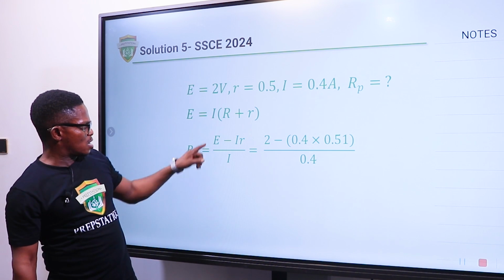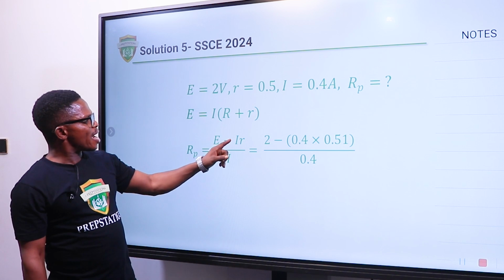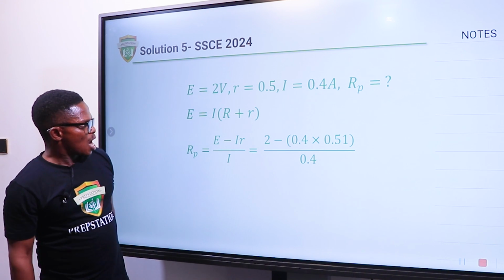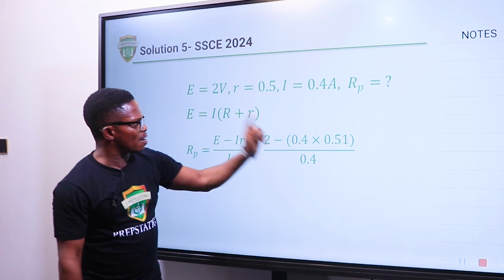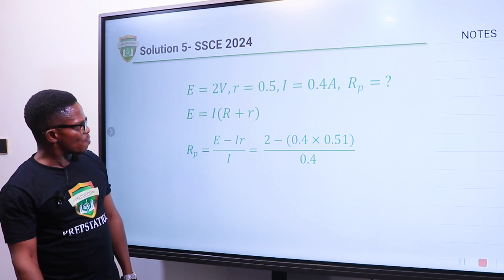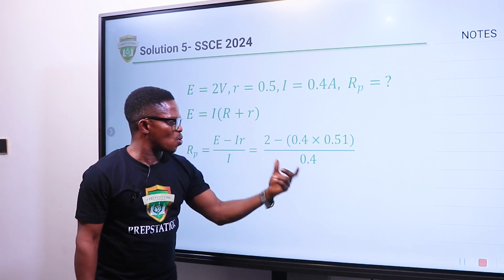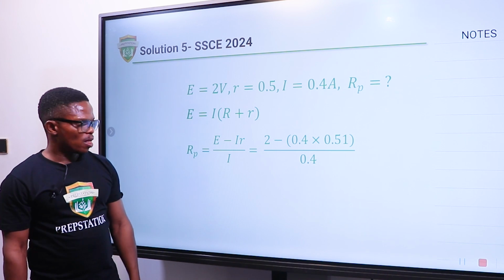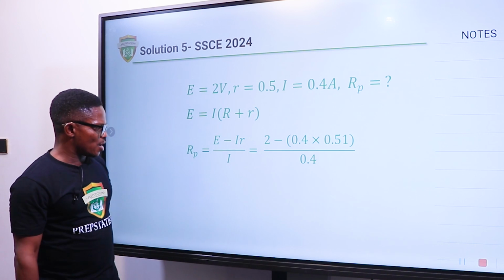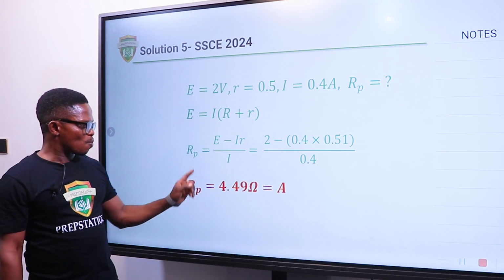Let's go through it together. E is 2 volts, minus I, which is 0.4, times R, which is 0.5, and then the big I is 0.4. What next? Play with these numbers using your calculator and then you will have the final answer as 4.49 ohms.